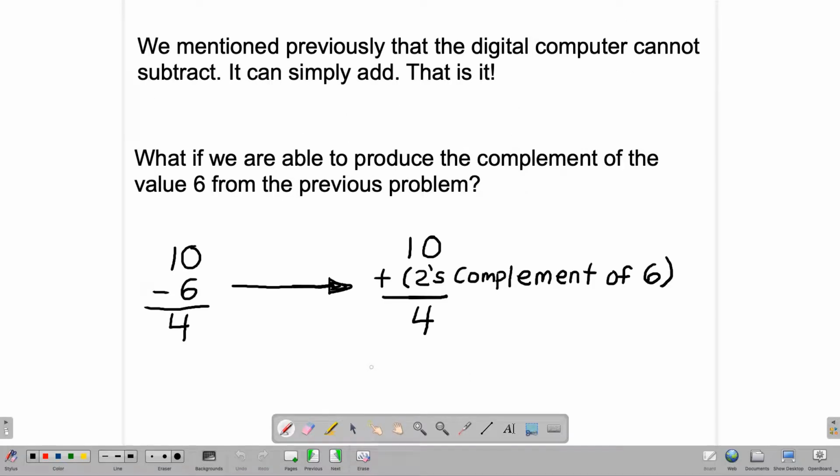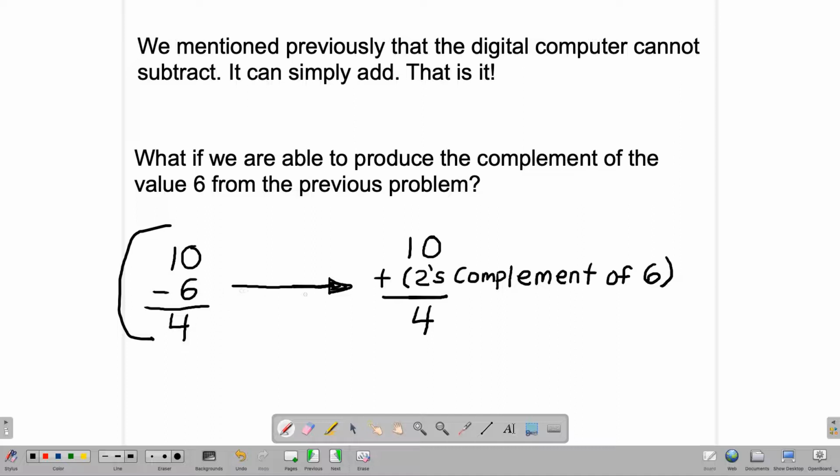We mentioned previously that the digital computer cannot subtract. It can only add. That's it. So what if we are able to produce the complement of the value 6 from the previous problem? Well, the previous problem is what we have here. We had the value 10, subtract 6, and we will produce the value 4.